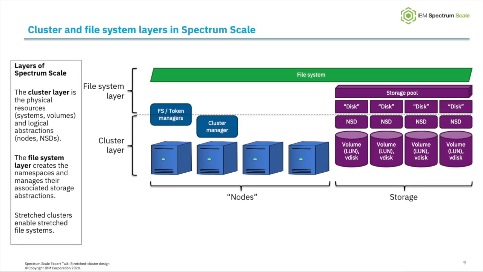So I like to think of Spectrum Scale as consisting of two major software layers. First, there's what I call the cluster layer, and these are the physical resources, the systems and the storage volumes. Layered over that is the file system layer, the actual namespace, the POSIX file system, and all the Spectrum Scale capabilities.